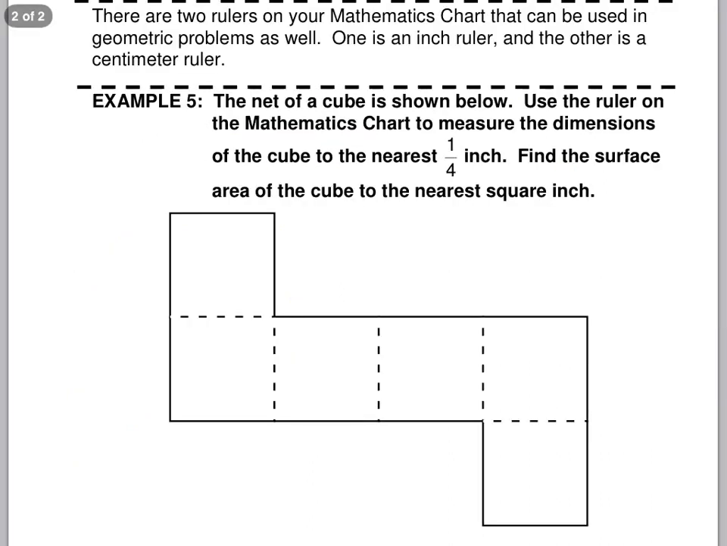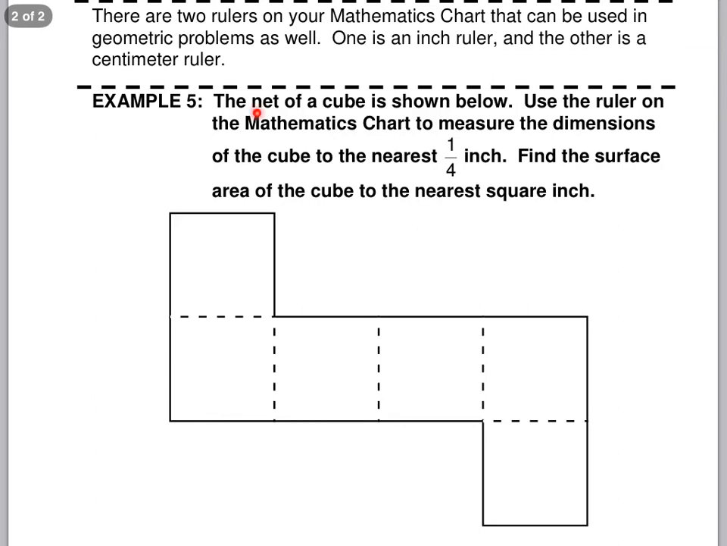All right, this one says that there are 2 rulers on your math chart that can be used to measure. One is an inch ruler, the other is a centimeter ruler. Now you're not going to measure this, I'm just going to do it for you because you're in a video.